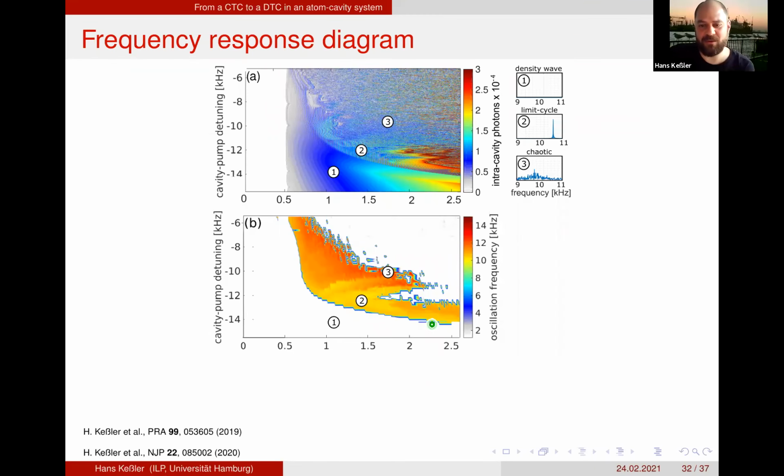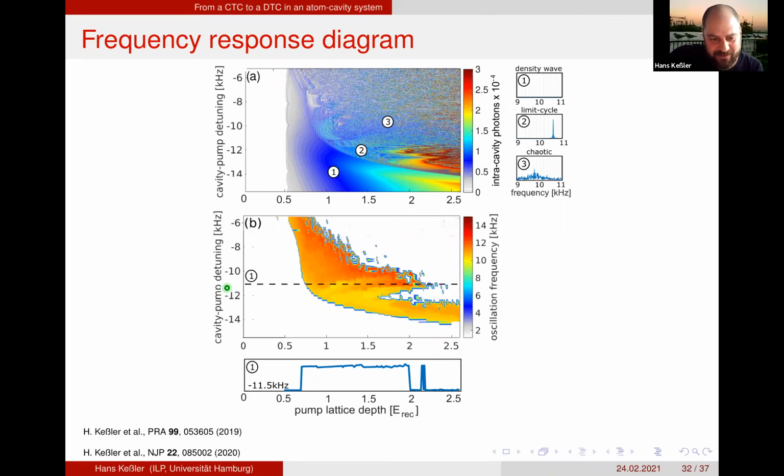To have a closer look at what happens, we also extract the frequency. So we stop at each parameter tuple and simulate the intracavity dynamics. What I plot here on the lower plot is the frequency response of the system, and there I pick the maximum peak, and see whether there is just one peak and what the frequency of it is.